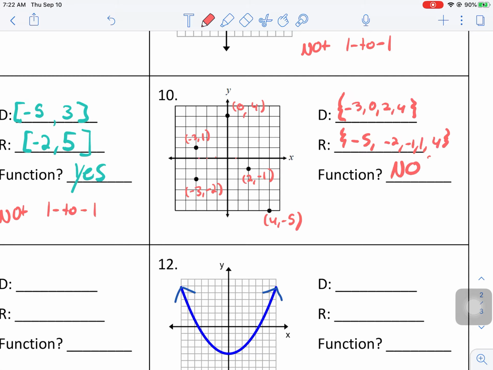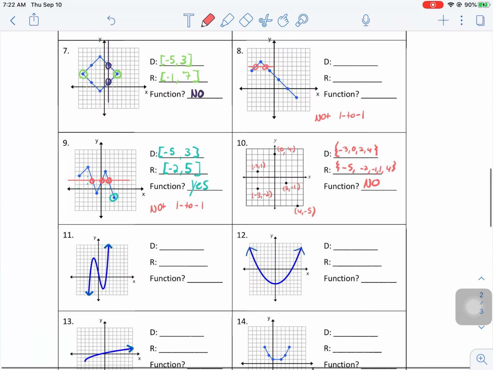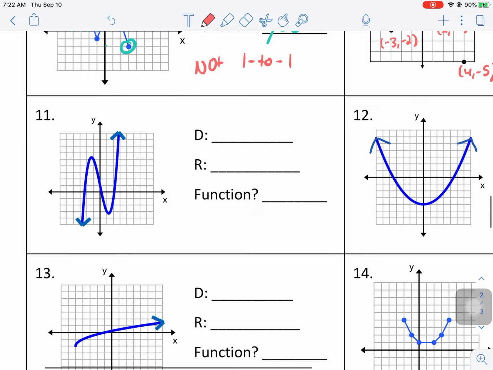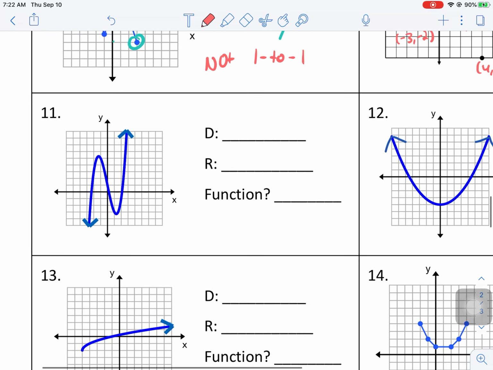Okay. So I hope we're doing okay with this stuff, guys. We're almost done here, so just a couple more to go. So these are getting into our things that are a little bit more like graphs.